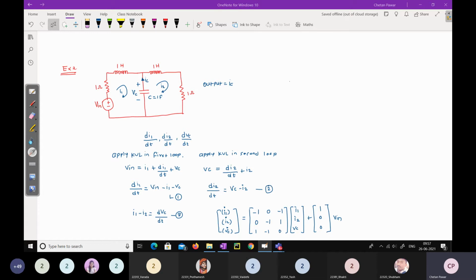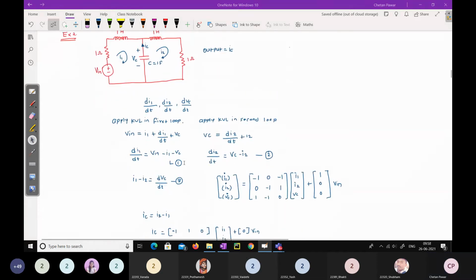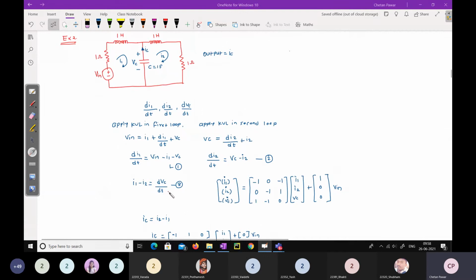So how will you form the state space model? In the state vector, what are the variables? I1, I2 and Vc. If we consider the first equation, I1 dot is equal to V, so 1 for V, minus 1 into I1, minus 1 into Vc, and there is no I2 term in this equation, so that will be 0.